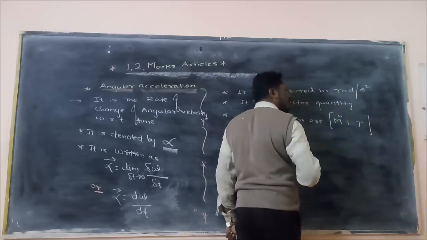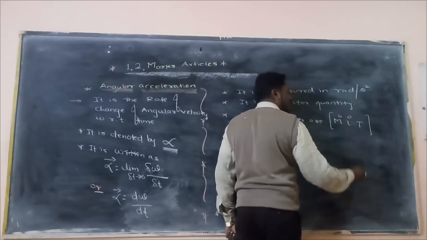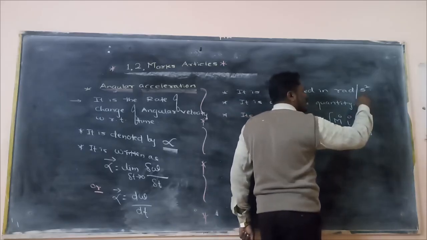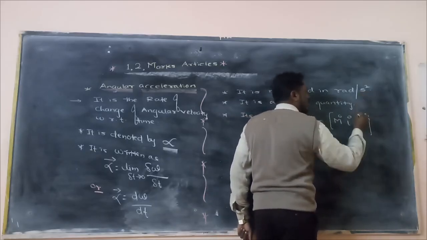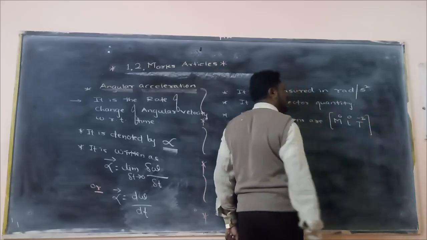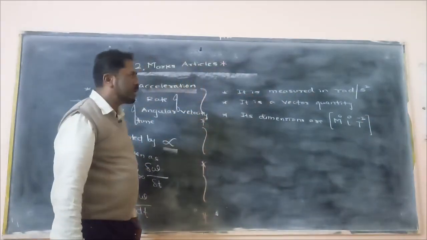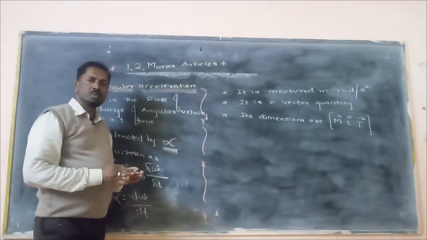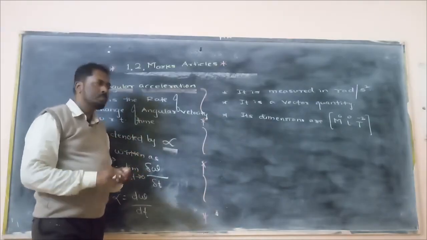Mass, no, that's why the power of mass is 0. Length, its power is 0. Second square is in the denominator, when it goes to the numerator, the power of time t is minus 2. So the dimensions of angular acceleration are m raised to 0, l raised to 0, t raised to minus 2.